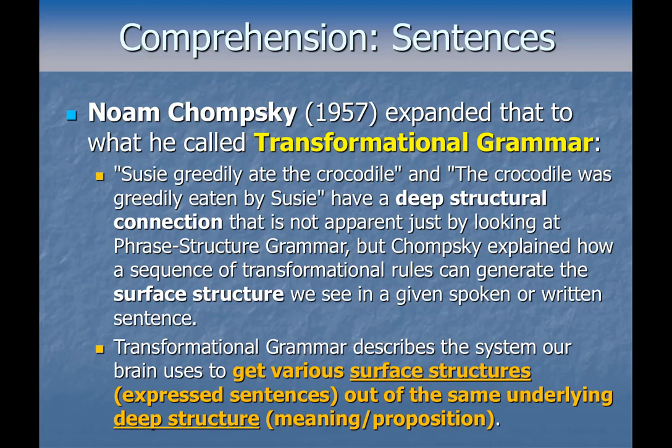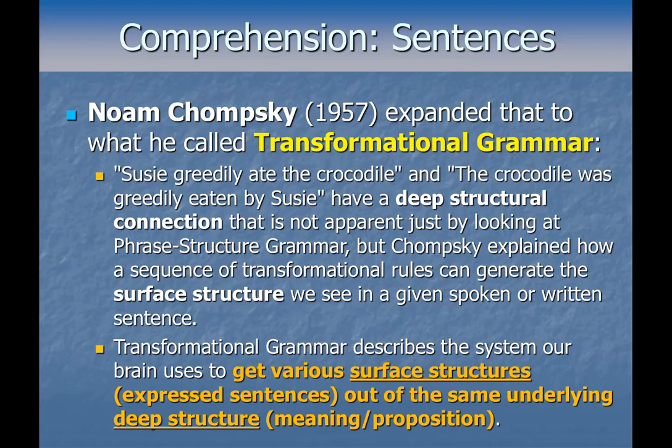In other words, the ordering of whether Susie's at the start of the sentence or at the end of the sentence, whether it says ate or was eaten by, those are surface elements. Those are about the surface structure, but that's not really what determines what's going on here. We can have a bunch of different surface structures, or different ways of forming the sentences, that give us the exact same deeper underlying meaning.